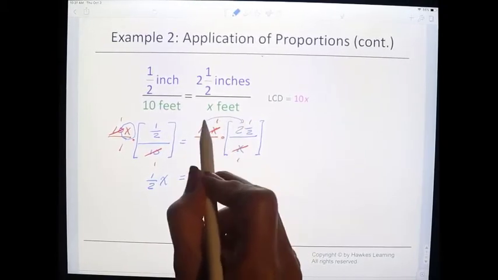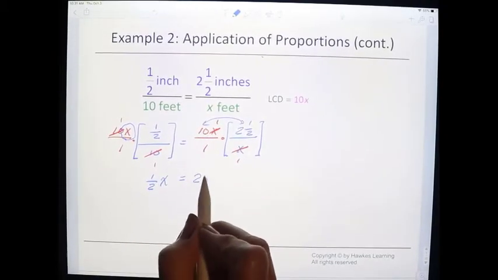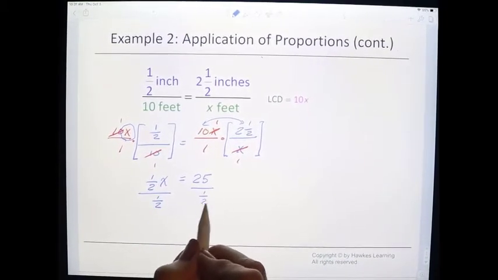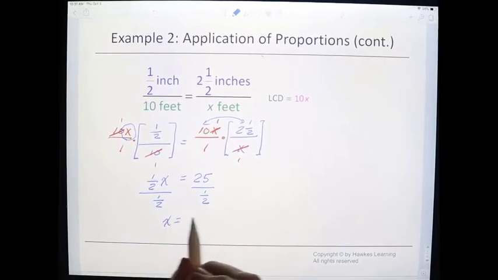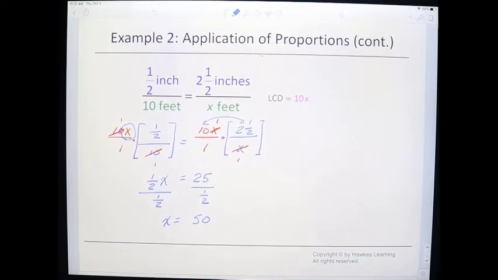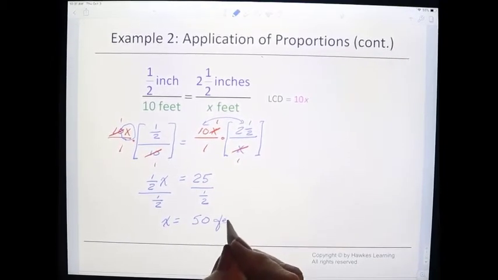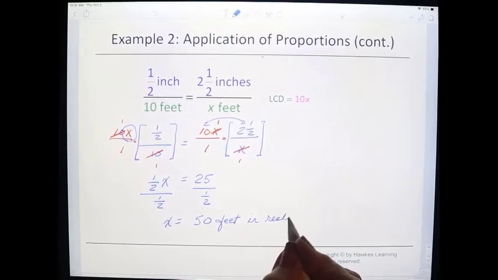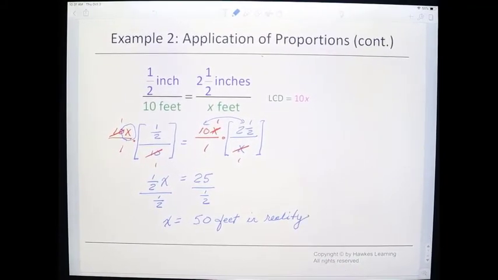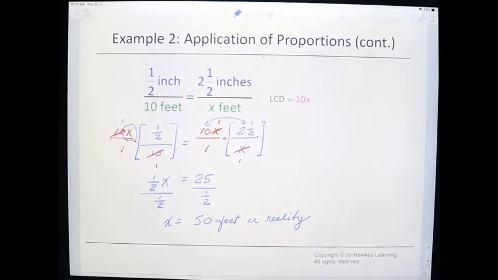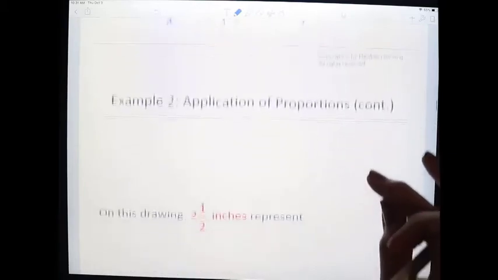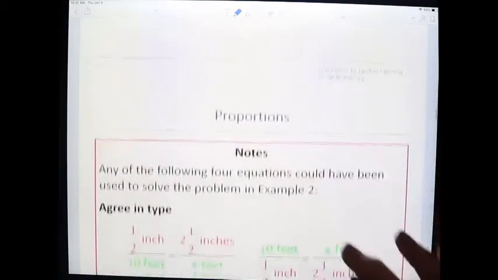Sometimes it's easy to lose sight of those. Then I'm going to multiply 2.5 times 10. And I'm going to divide each side by 1/2. You can type that in your calculator if you're not comfortable with fraction work. This is going to be 50 feet because this is the number that's in reality. This is the number that's out there in the construction site of the house.